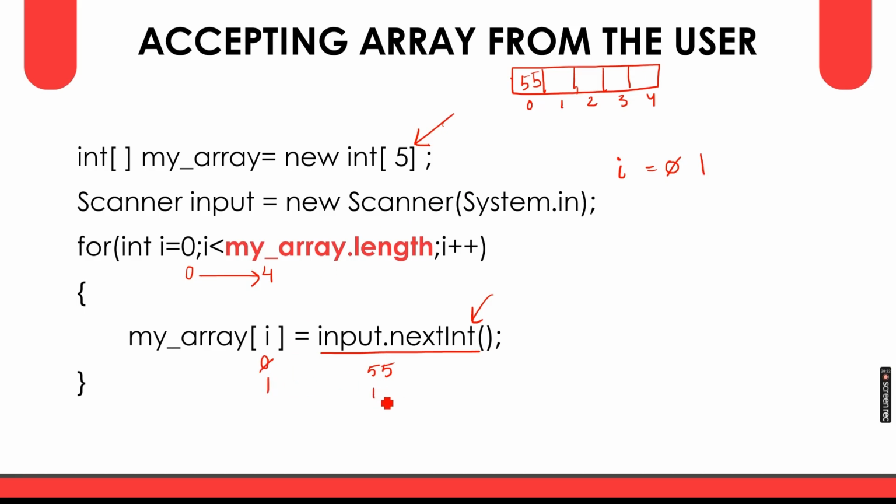The user will give, say, 10. So this 10 will go to index 1 of the array. Like this, 2. The user gives 13, and 13 will go to index number 2. And like this, the user will keep on giving the values, and they will be stored at their right indexes. I will keep on incrementing. It will stop when it becomes 5. I hope this is clear.